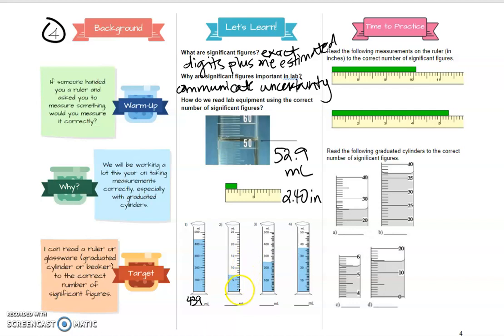Okay? Let's look at the next one. So each line is 1, right? 1, 2, 3, 4, 5, 6, 7, 8, 9, 10. So I need to know what I think it is close to this line here, this meniscus. So I know that it's close to 7. Maybe you think it's just below 7.